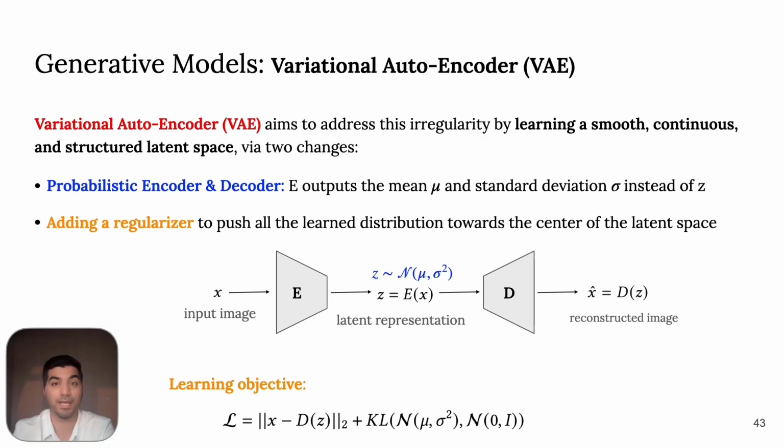Another thing is that they add a regularizer to push all the learned distributions towards the center of the latent space. In this way, they try to prevent learning these holes and gaps. This regularizer is implemented using the KL divergence between the learned distribution and a normal distribution with mean of 0 and identity matrix as standard deviation.